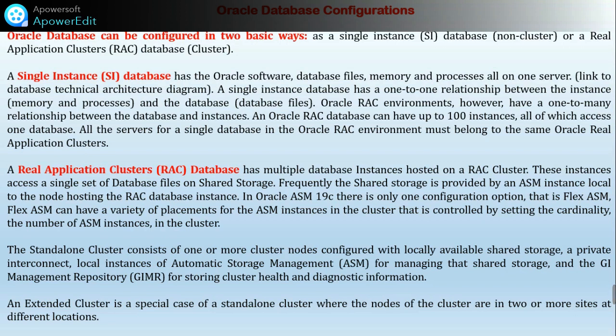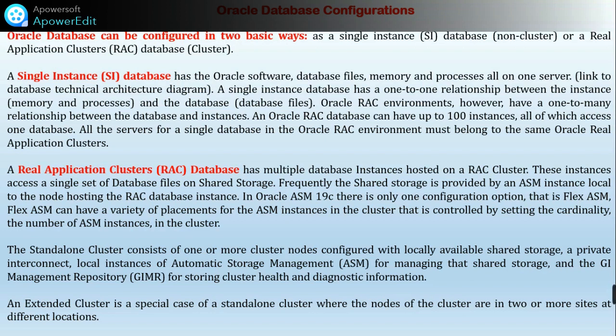Oracle database configurations. An Oracle database can be configured in two ways: as a single instance database, non-cluster, or as a Real Application Clusters RAC database cluster. A single instance database has the Oracle software, database files, memory, and processes all on one server. In the next slide I have demonstrated this in a diagram.